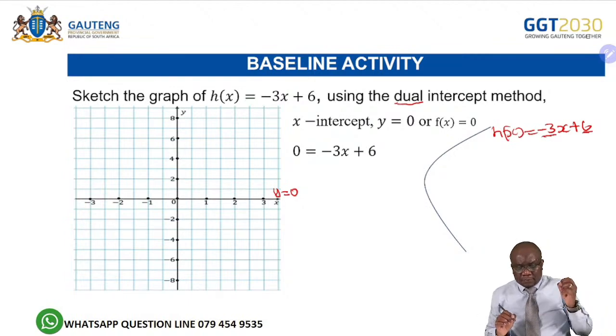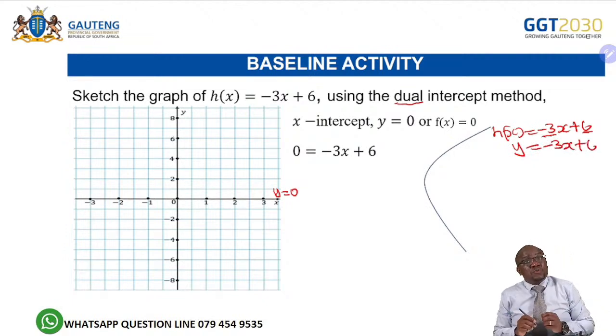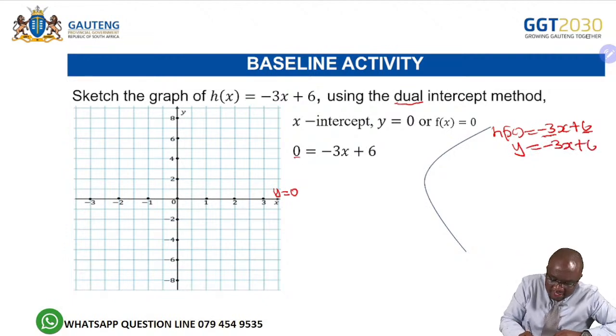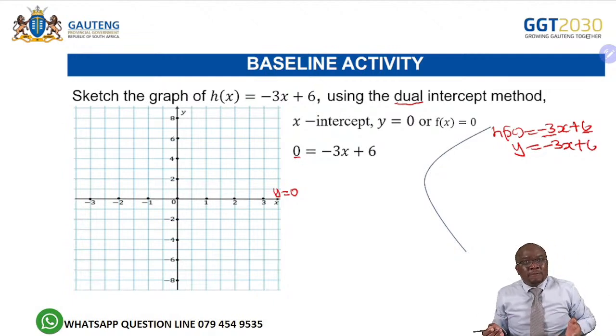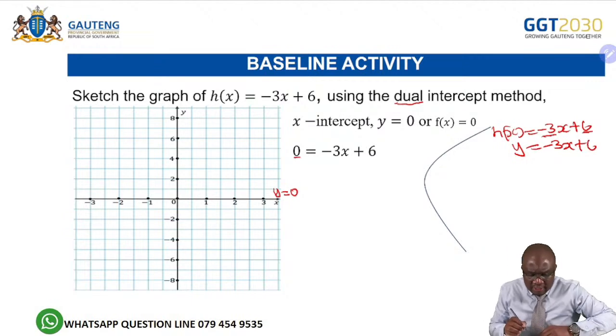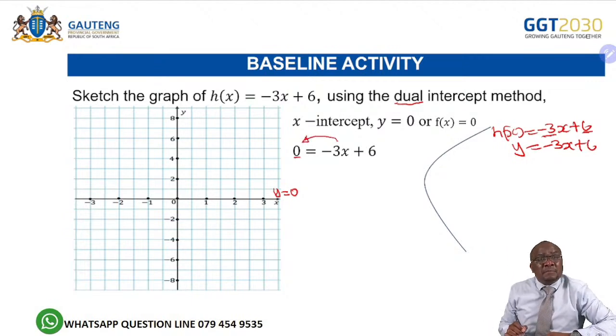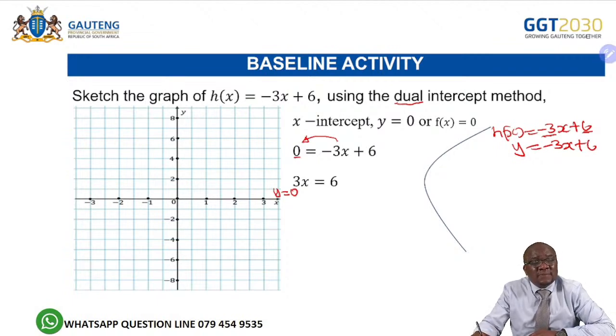Now I was saying where there's h of x, remember h of x is just y. y is equal to negative 3x plus 6. So it means where there's y, we put 0. That's why we have the 0 here. And then we are solving for x. We know how to solve linear equations, isn't it? Now we can transpose the negative 3x, and then it becomes 3x is equal to 6. And then what do we do next?